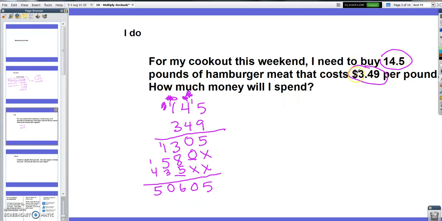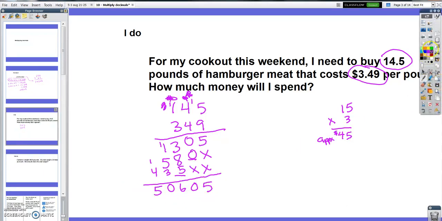Because if you look here, I'm going to use approximation, right? I've got 14, maybe 15. I'm going to say that's about 15. And this is between 3 and 4. So I might say I'm looking for an answer that's kind of near 15 times 3. This is an approximate answer. It's approximately going to be $45 to buy the hamburger meat. So when I look back here, there's only one place I can put the decimal where I'm going to have a number that's approximately $45.